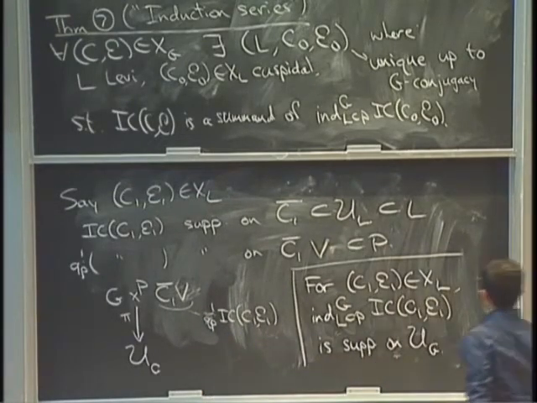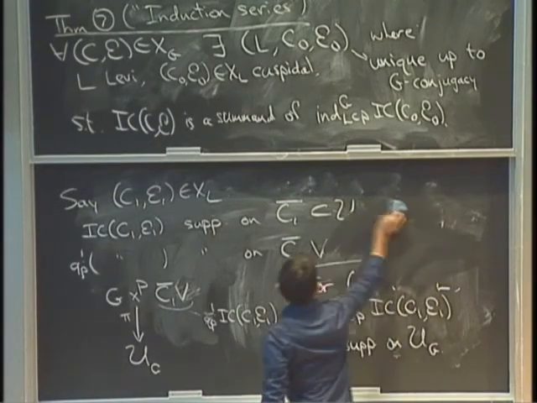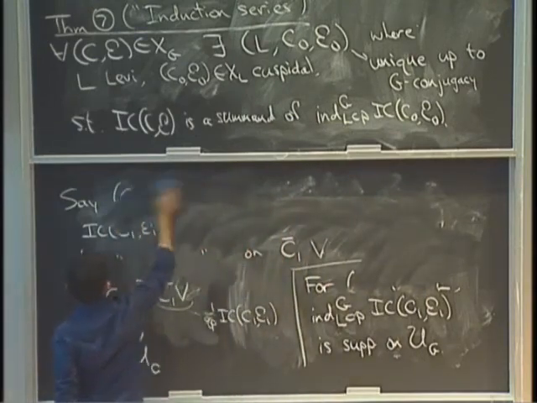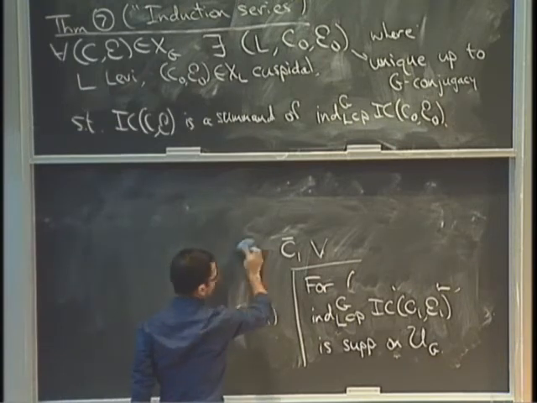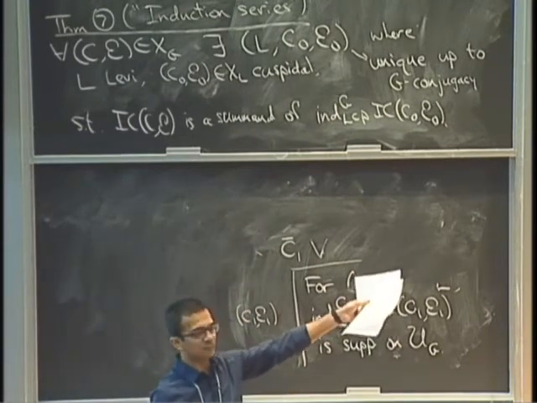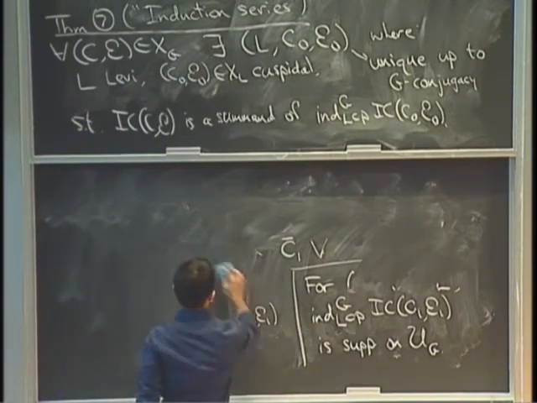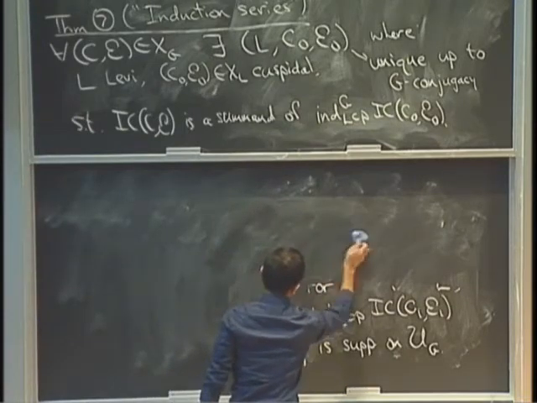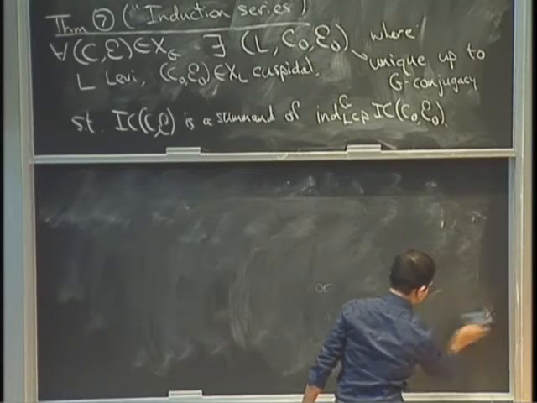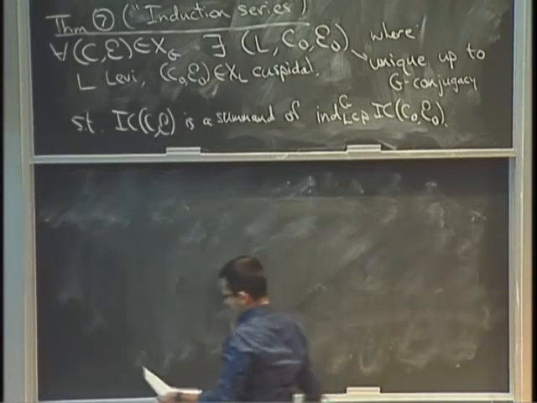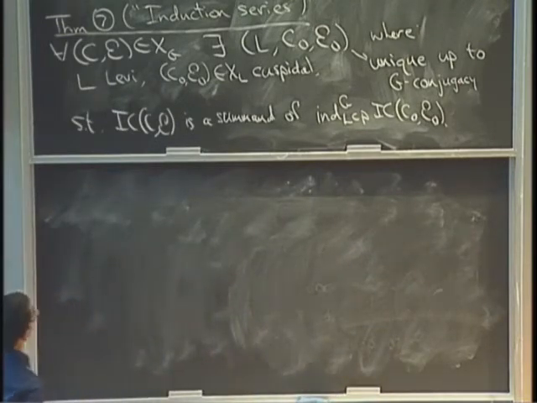So the existence part of this theorem is basically obvious. I mean, it's obvious using the fact that restriction and induction are adjoint. So if you have something that doesn't occur as a summand of any induced thing, then by adjunction, its restriction to every Levi must be 0. So it's cuspidal.